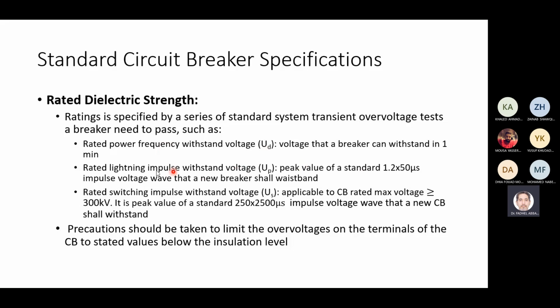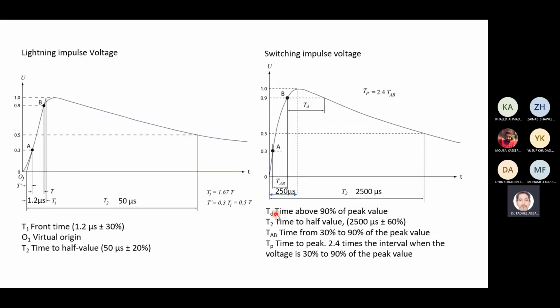There is also rated lightning impulse withstand voltage. That is the maximum voltage peak that the circuit breaker will handle during, let's say, a lightning strike. Also, there is a switching impulse withstand voltage. And this is applicable for circuit breakers higher than 300 kV, and they use this waveform to test. I'll show you these waveforms.